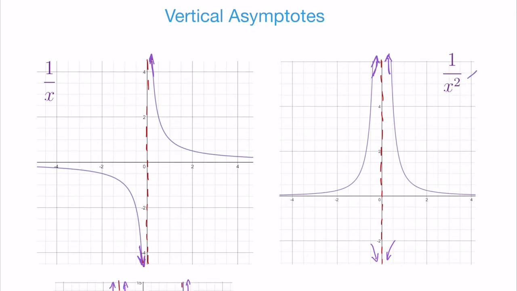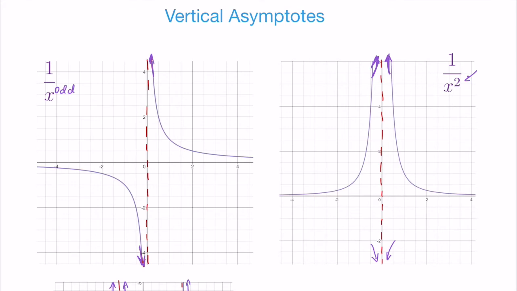So if the exponent of the factor corresponding to the asymptote is even, the behavior is the same from both sides of the asymptote, going either to positive infinity or negative infinity. Whereas if the power of the corresponding factor is odd, then there's going to be a change in signs. And the behavior is one side is going to positive infinity, the other side is going to negative infinity.